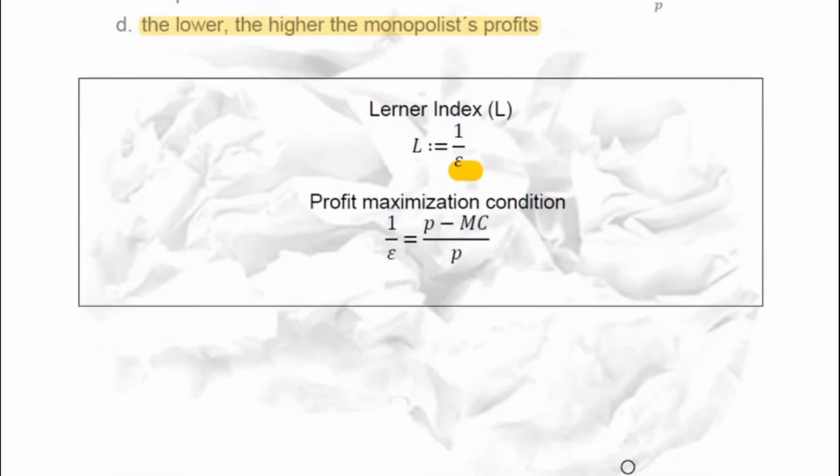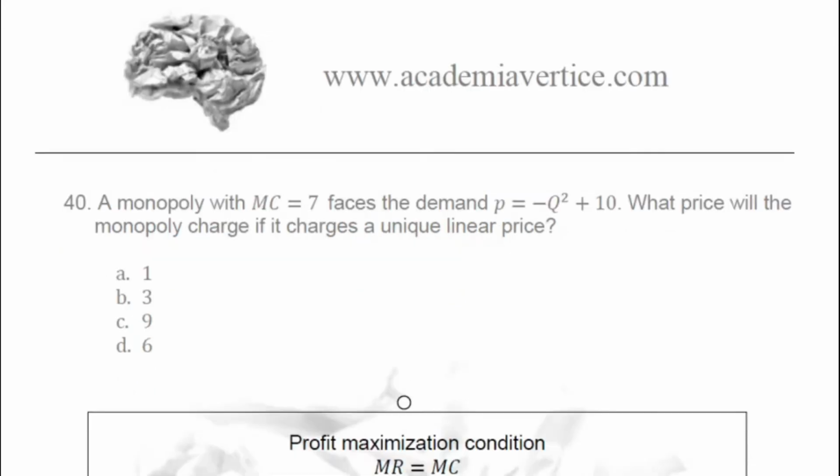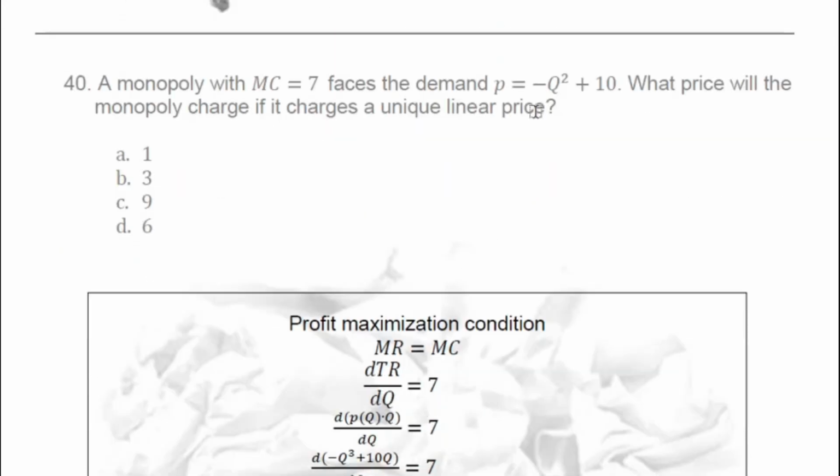No. So 40. A monopoly with marginal cost equal to 7 faces the demand minus q squared plus 10 equal to p. Be careful, this is a quadratic inverse demand function. What price will the monopoly charge if it charges a unique linear price? Well, we do it the same, but without the trick. Okay, we can't use the trick now. So we have the total revenues and we must differentiate them. Okay, then our revenues, price minus q squared plus 10 times quantity.